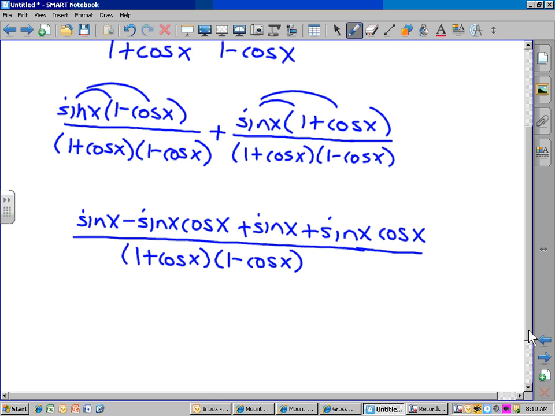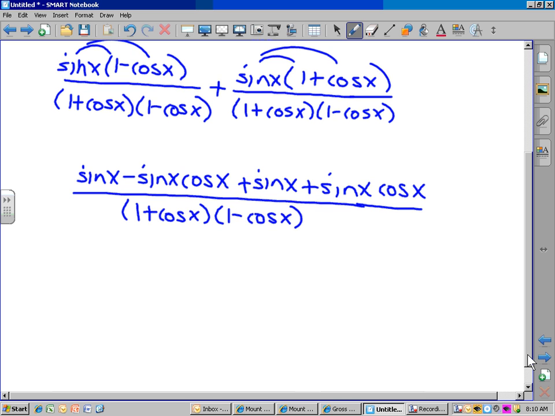What can we do at the top? And when we combine, I have a sine of x plus a sine of x, or 2 sine of x. That's a good thing, because we have a 2 in our answer, right? What about minus sine cosine plus sine cosine? They go away, more or less. When you combine them, they make 0. So that's gone. Now we've got to deal with this bottom.